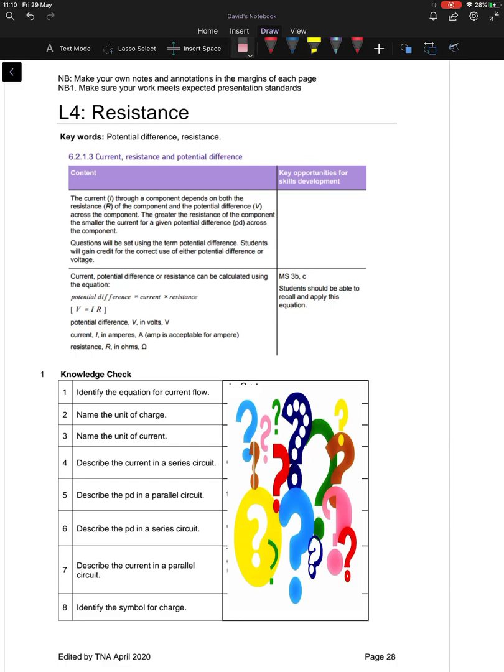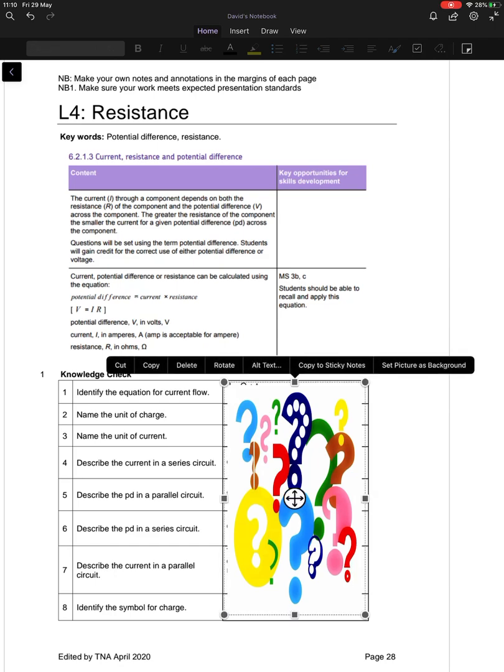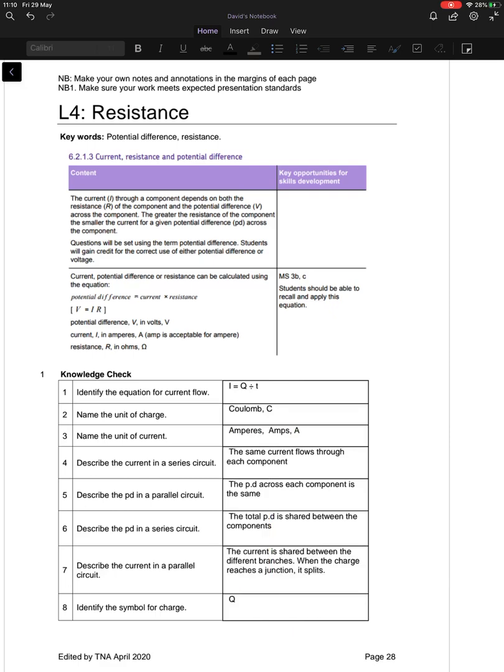So to begin with, can you have a look at the knowledge check questions? Pause the video, recap your work from the previous lessons and see if you can answer any of them. And then when you've done, unpause the video and we'll show the answers. Right, you'll have unpaused the video, so as you'll see, the answers are below.